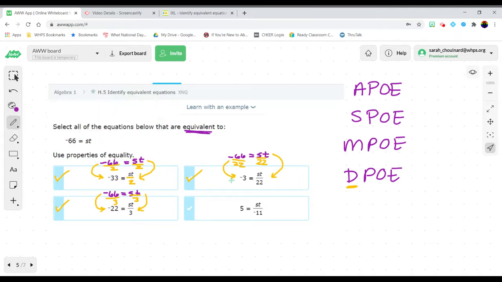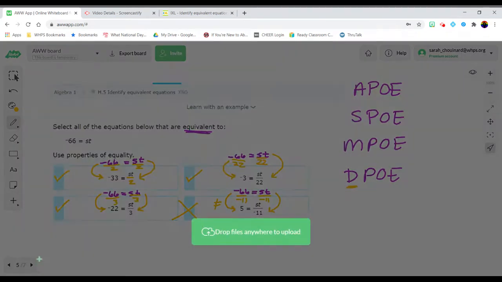The last one, they went from negative 66 equals 6T. They divided by negative 11 to get to here. If I divide by negative 11, I get positive 6. So this is not equal. Therefore, this is not an equivalent equation because, to be equivalent, this should have been positive 6 because I divided both sides by negative 11. Let's look at a couple more examples.